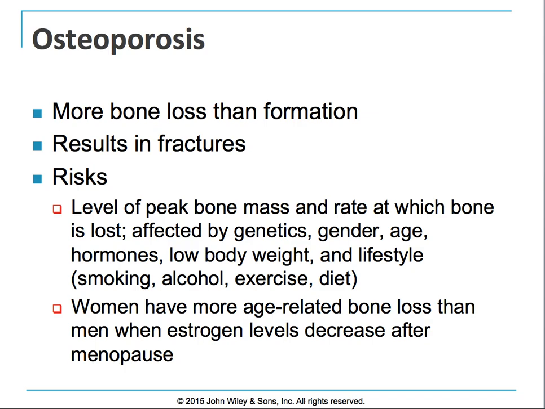Osteoporosis occurs when more bone is lost than formed, and can result in fractures. Risks for osteoporosis include the level of peak bone mass and the rate at which bone is lost. This is also affected by genetics, gender, age, hormones, low body weight, and lifestyle. Lifestyle risks include smoking, alcohol, not enough exercise, and poor diet. Women have more age-related bone loss than men, especially when estrogen levels decrease after menopause.